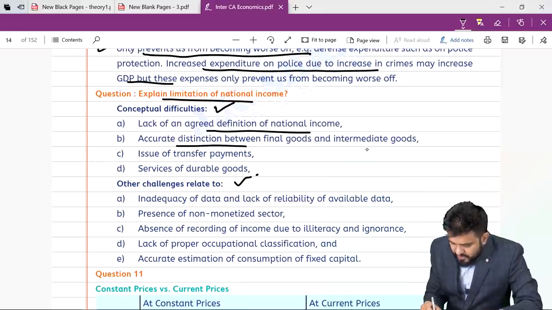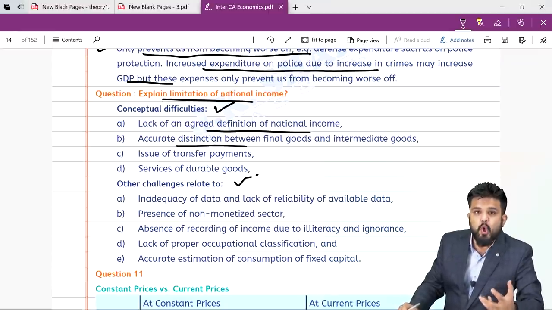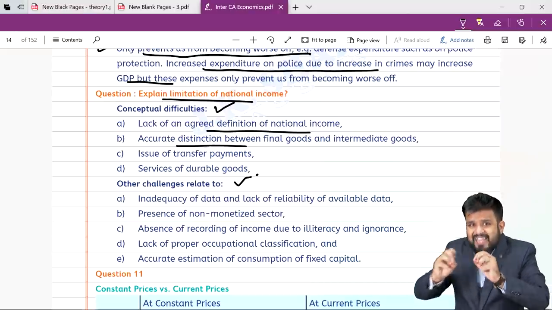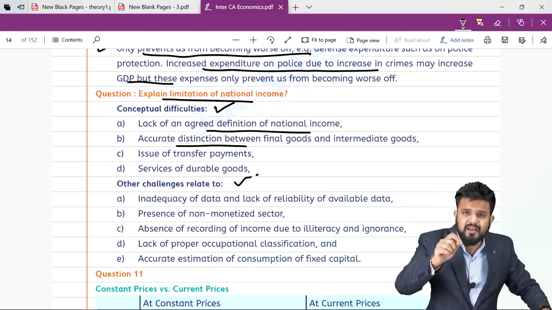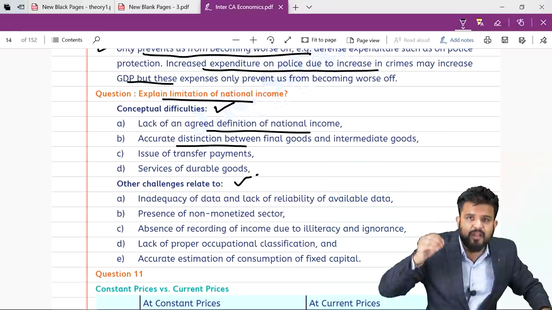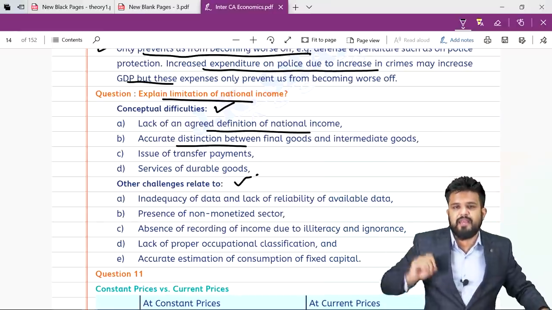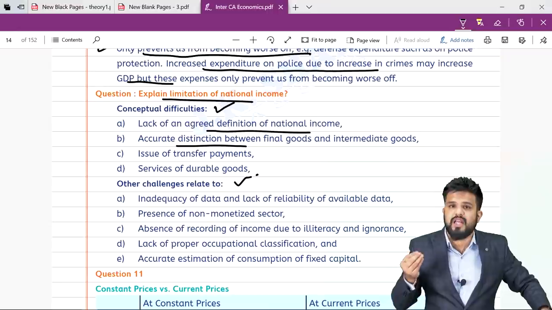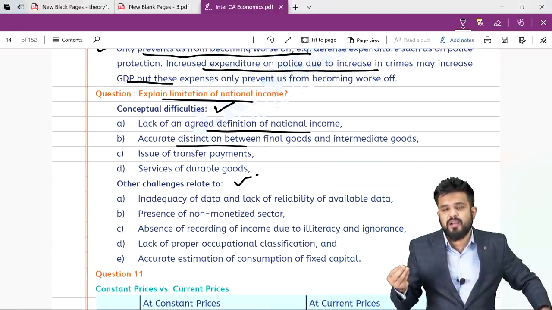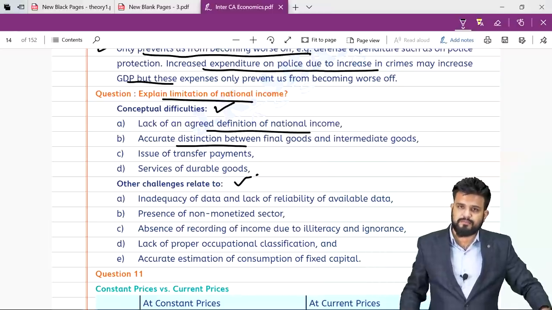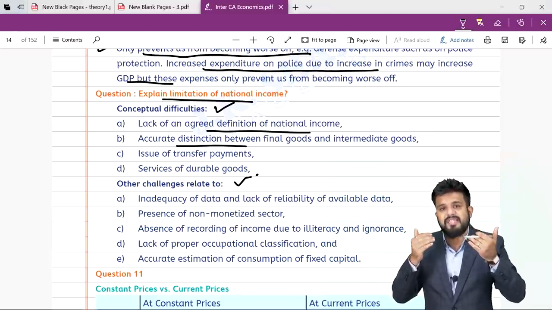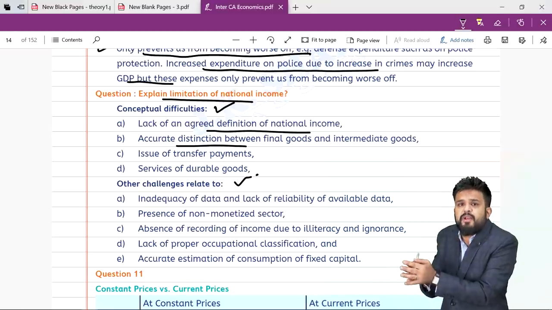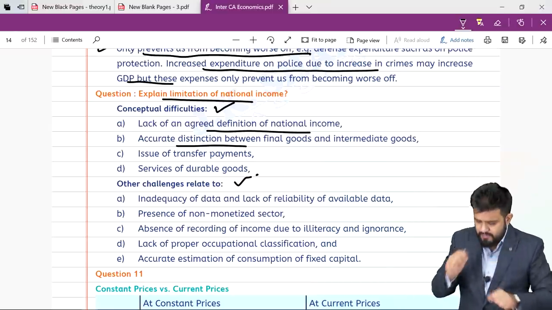Second, accurate distinction between final goods and intermediate goods. Now sometimes the country or CSO finds it difficult to identify whether the product is a final product or intermediate product. Exact calculation becomes difficult. Like milk is a final product for a household, but the same milk may not be a final product for a milk dairy. Hey, can I say with a milk dairy, the person who is selling milk in the shop, he may use that milk for preparing cheese, shrikhand, paneer, and he may sell it further. So for him, it is an intermediate product, but the same milk is a final product for a household. So accurate differentiation between intermediate goods and final goods is very difficult.